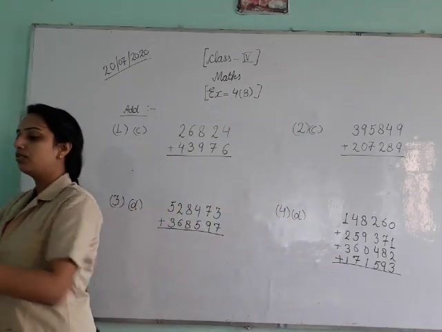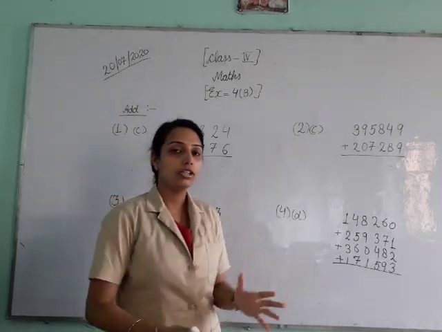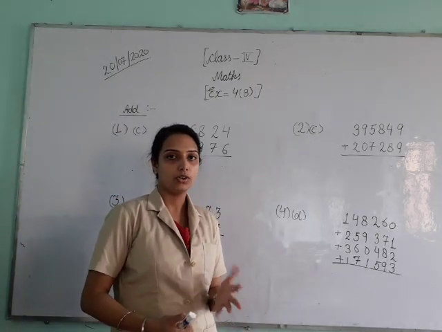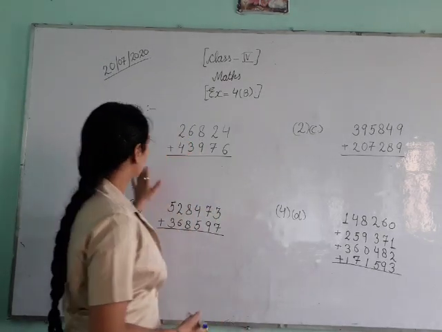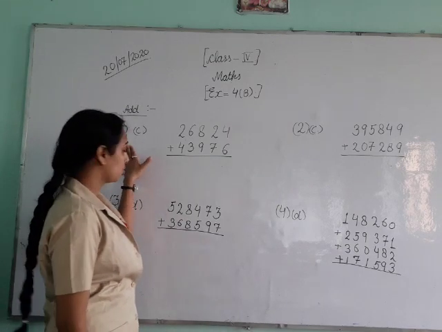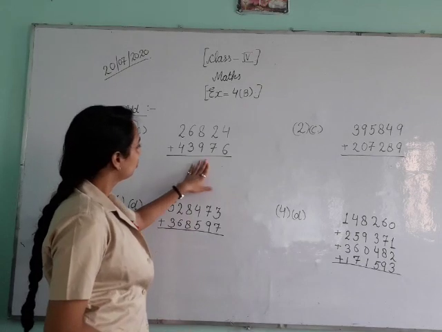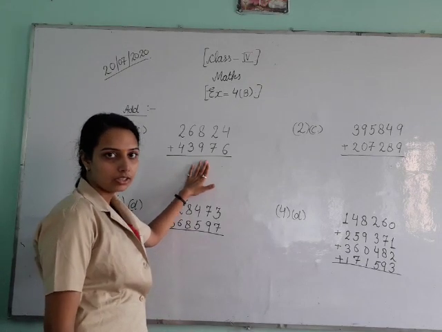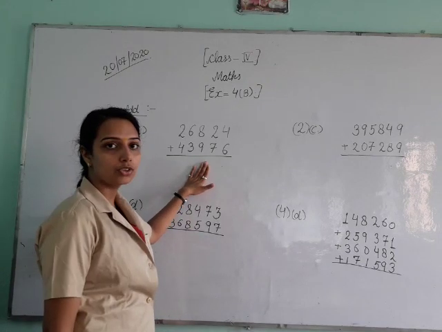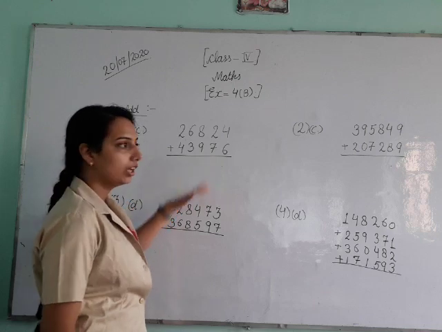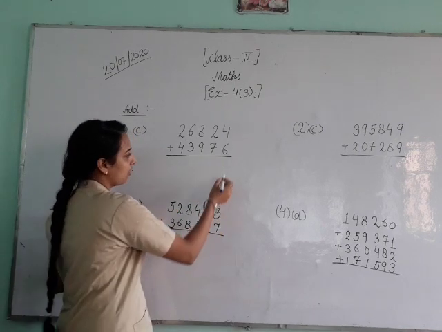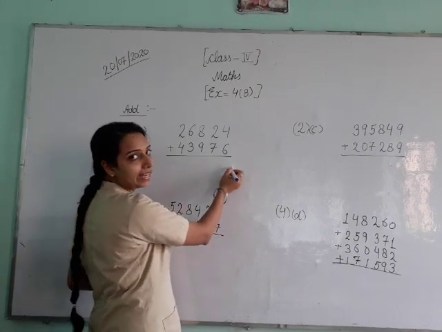Then see, first part. In all the questions we have to do addition. Okay? So this is our first part. First question, C part I am taking. Okay? I have noted down the questions here. First of all, you see how to solve the questions. Okay? See, we have to start from the right hand side.